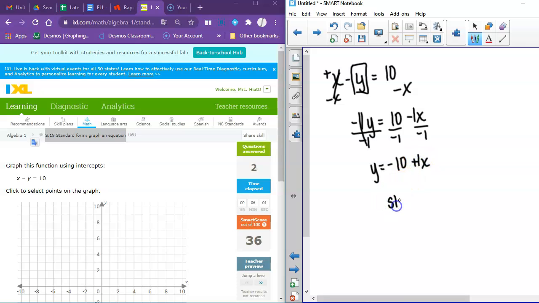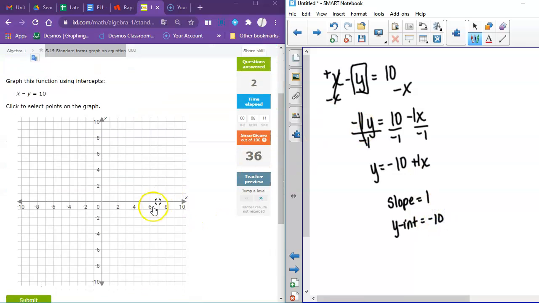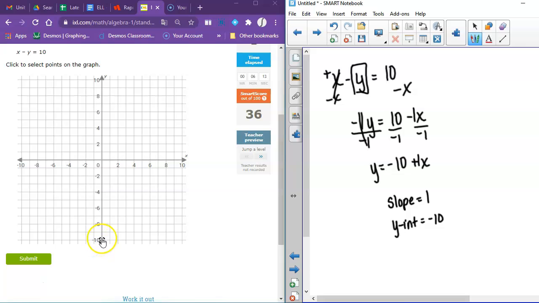Our slope is the number next to our x, which is 1. Our y-intercept is negative 10. And so if I graph this, I have a y-intercept at negative 10 and a slope of 1. That's not a fraction, but we could make it a fraction by making it 1 over 1. And so that means to go up 1 to the right 1, up 1 to the right 1. And so we can put that point there, and this will be the equation of our line.